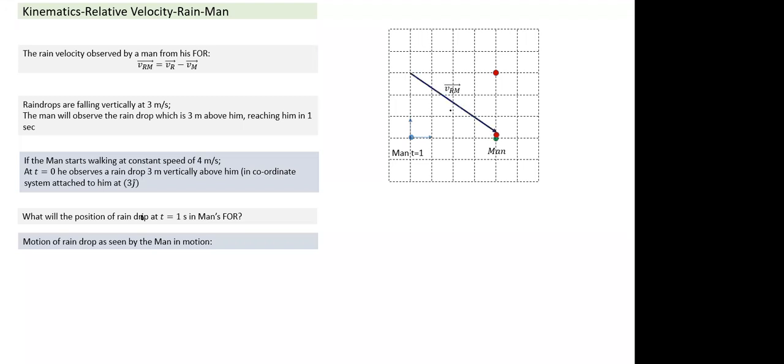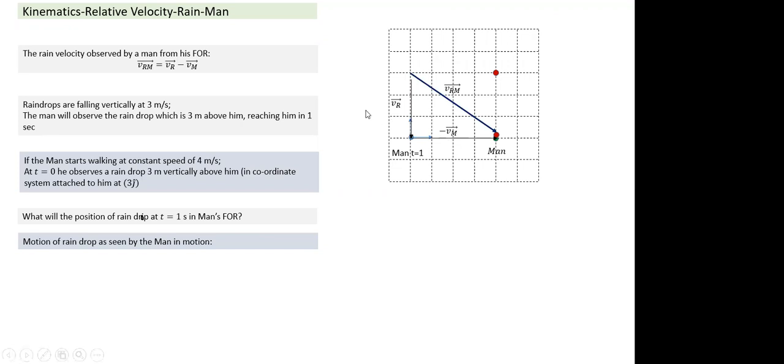So how would the raindrop appear to be moving to this moving man? This will be VRM. Let's understand. If the man starts moving towards the left, he will see the rain falling behind him by a distance equal to 4 meters, which is his velocity. And what is this VRM? It's a vector. I can express it as this vector plus this vector. This one is VR, and this vector from here is minus VM, because I'm going opposite. So VRM is VR minus VM.